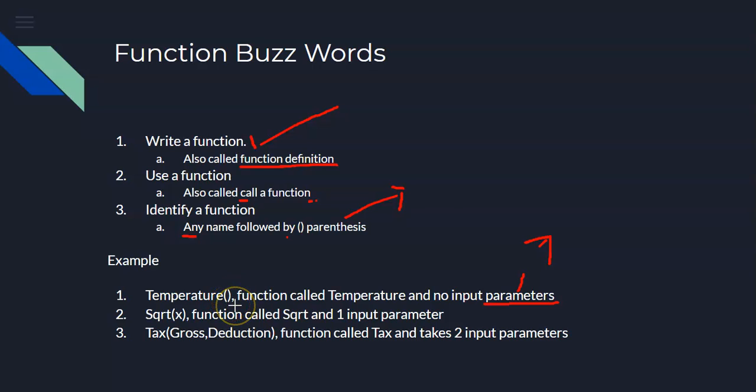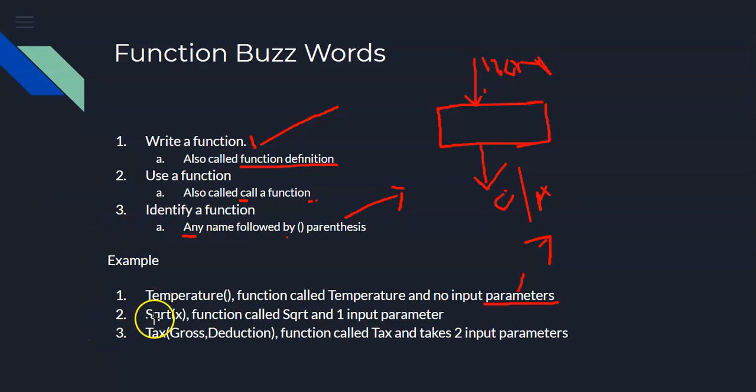So here temperature with empty brackets is a function, and this function does not take any parameters. If you want to put a block diagram for this, you can put a rectangle, and there's nothing on the top. You can put an arrow here and say none. So this function takes nothing, and you can put a down arrow here, this is the output. At this moment you can assume that all functions produce a single output.